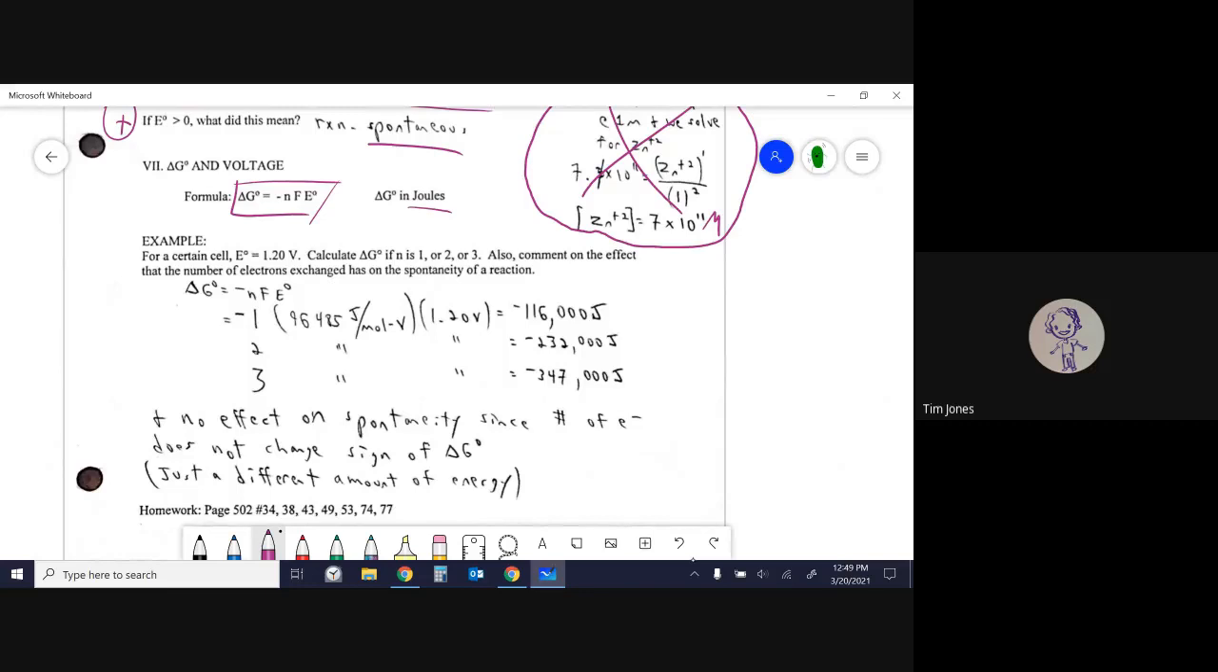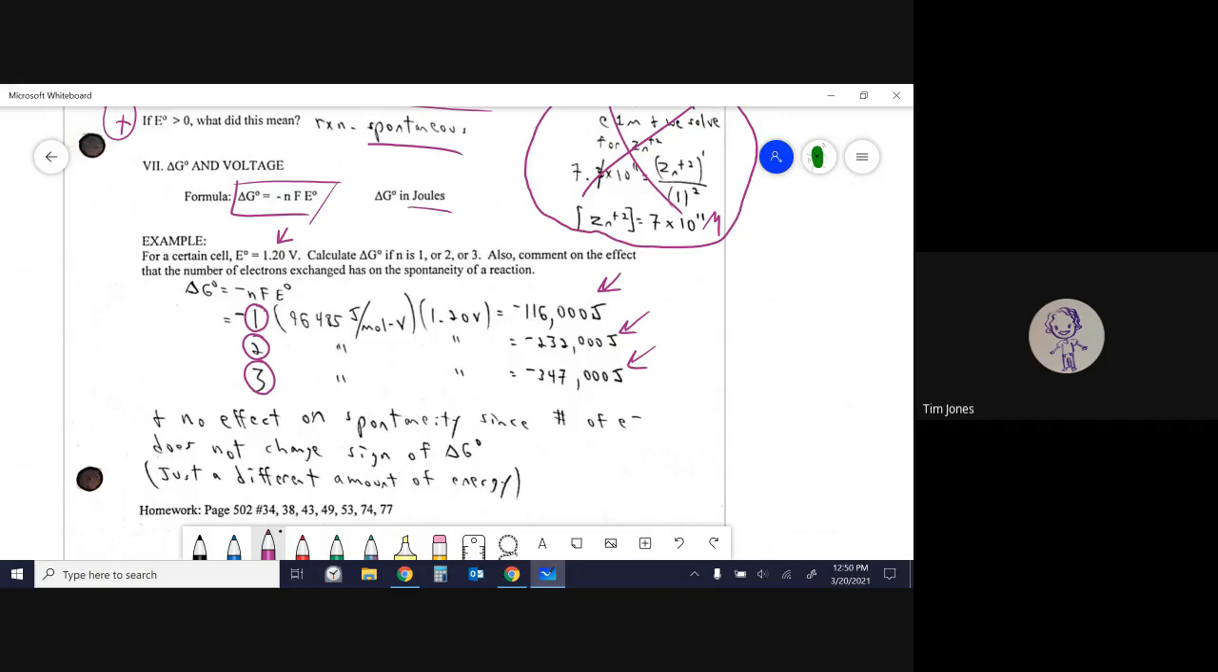For some cell, E naught is 1.20 volts, which is kind of a standard battery. It's often 1.2 volts. Delta G naught, if N is 1, 2, or 3, gotcha. So we're going to use this equation, and we're going to do it 3 different ways. We're going to say N is 1, or 2, or 3. Faraday constant's the same every time. The E naught's the same every time. And you just go through the motions, pretty easy calculation, and you get these 3 answers.